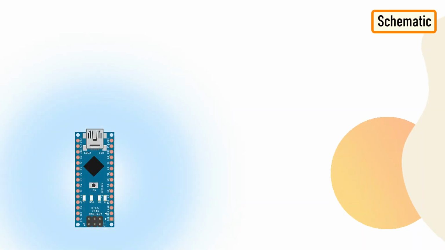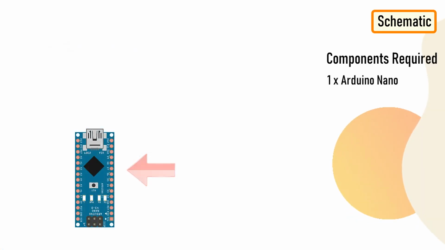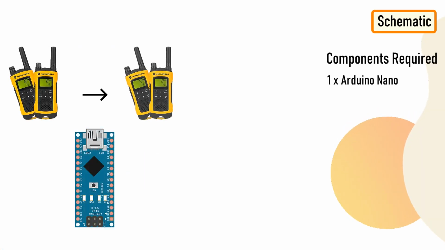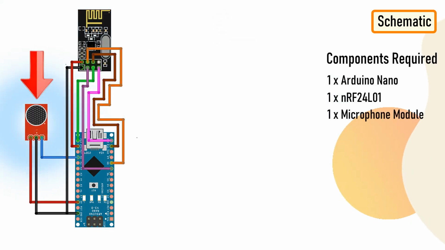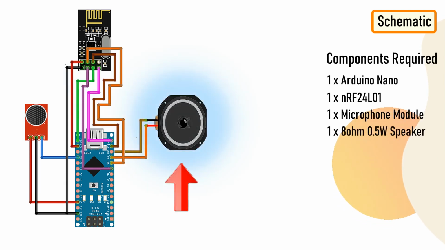The heart of this circuit is an Arduino Nano. The voice is transmitted from one unit to the other using an NRF24L01 transceiver module. Using a microphone module connected to the A0 pin of the Arduino, I'm going to capture my voice. And using an 8 ohm 0.5 watt speaker connected to the D9 and D10 pin of the Arduino, I'm going to output the voice received by this circuit.